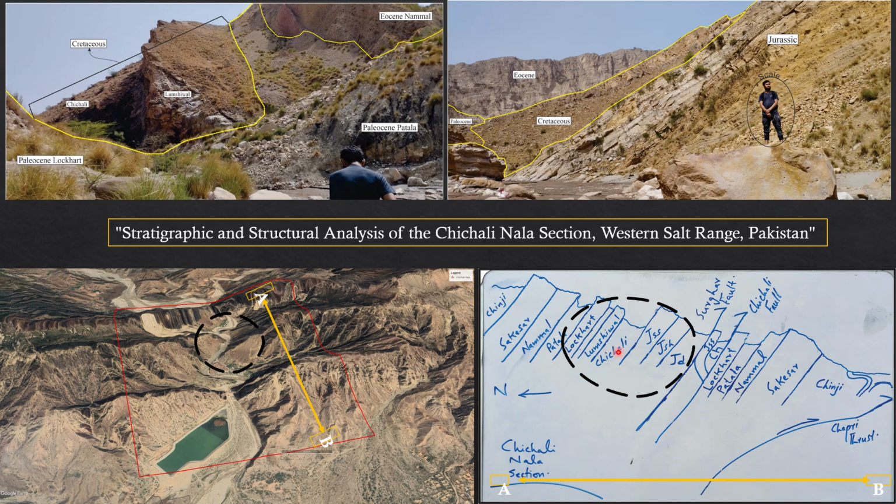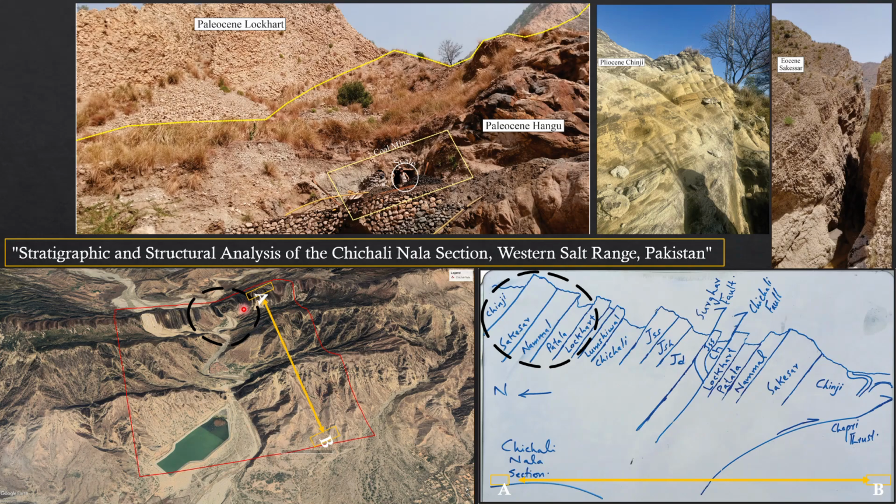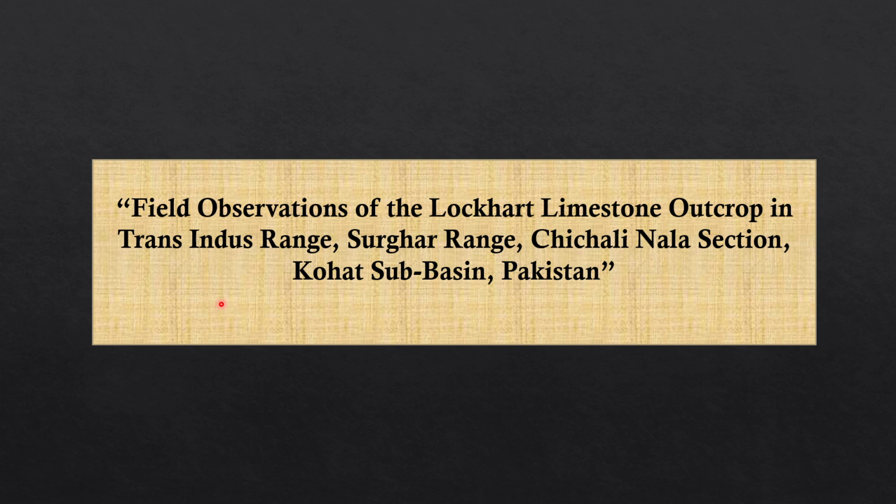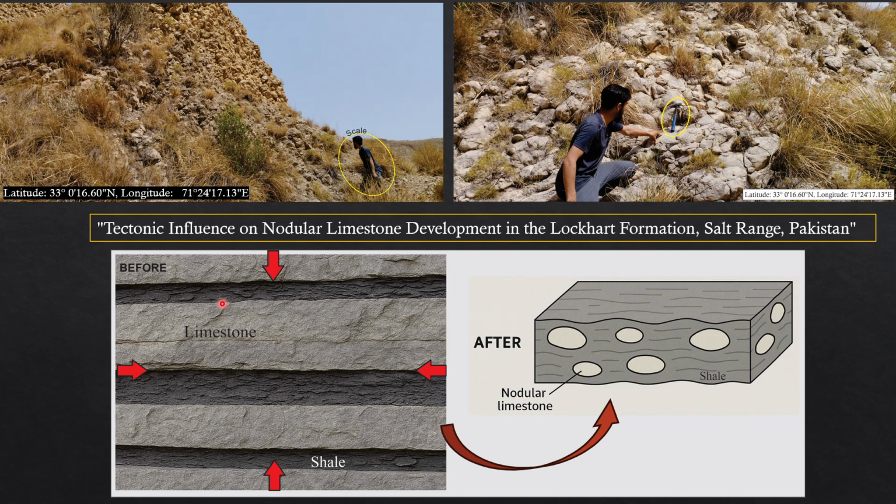This is the stratigraphic and structural analysis of the Chichalina section. This is the Jurassic strata, which you can see. Jurassic, Cretaceous, Eocene: various contacts are present in the Chichalina section. This is the Google imagery showing where these pictures are located. This is the Paleocene-Eocene contact in the Chichalina section. Field observation of the Lockhart limestone in the Suruga ranges of Chichalina section.